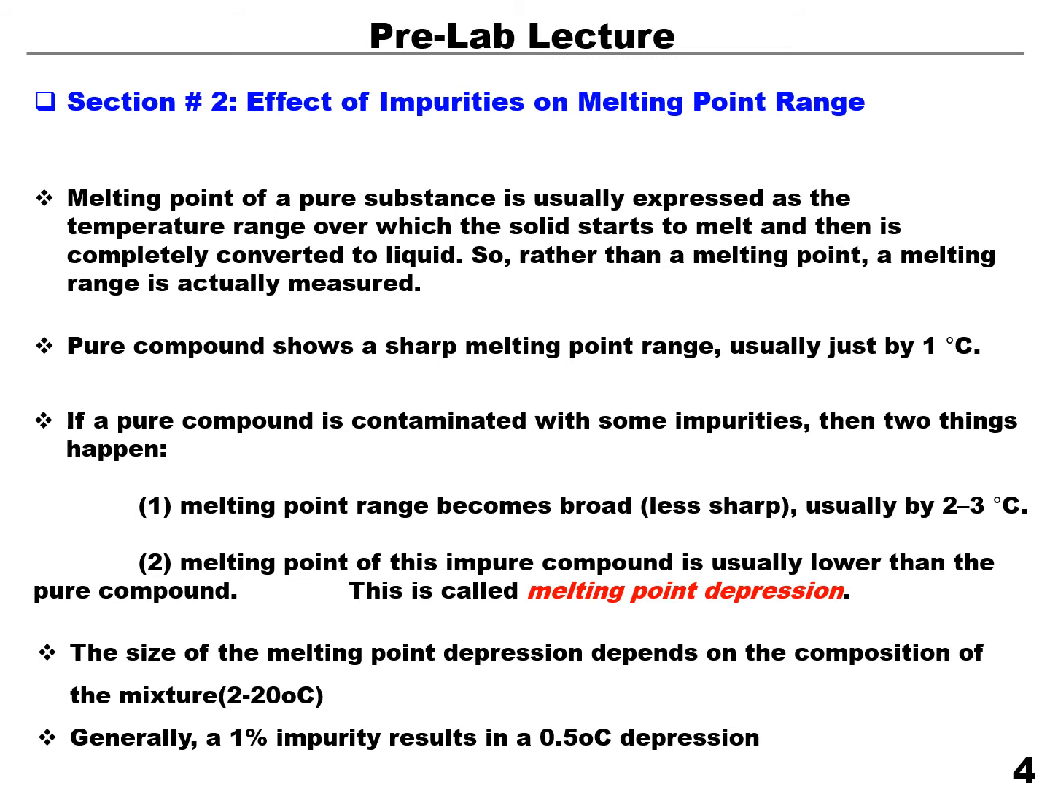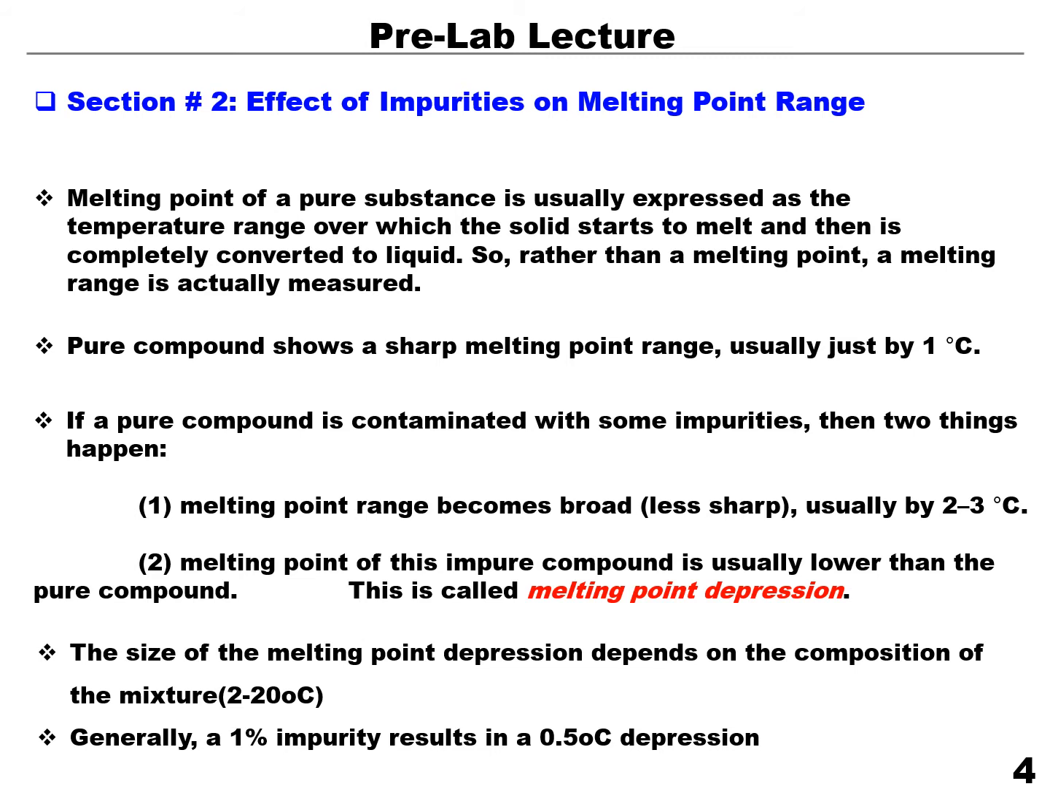to 2 to 4, sometimes more than 2 degrees Celsius, I would say, because the melting point will be lowered as a result of the impurity, and depending on the size of the impurity, the range of broadening can go from 2 degrees Celsius to 20 degrees Celsius.